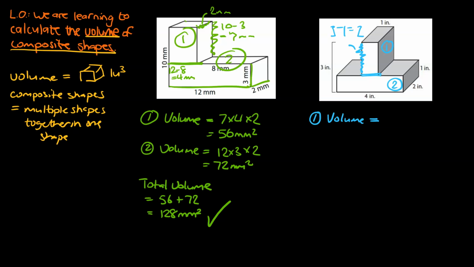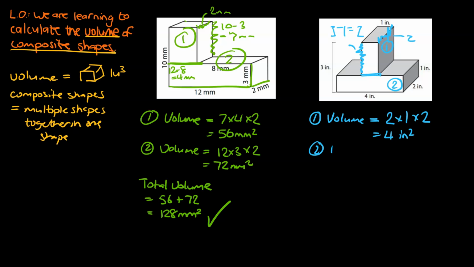We then need to find the depth of our shape. That's already given to us, and that would be 2 inches. So we can find that. It's going to be 2, which is the height, times the face, which is 1, times the depth, which is 2. That's going to get us to 4 cubic inches.